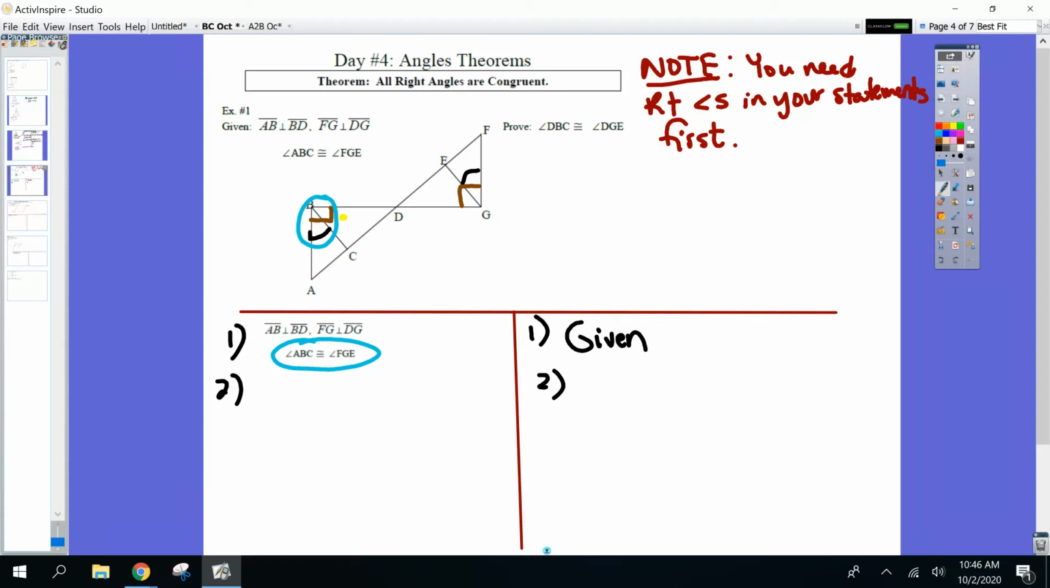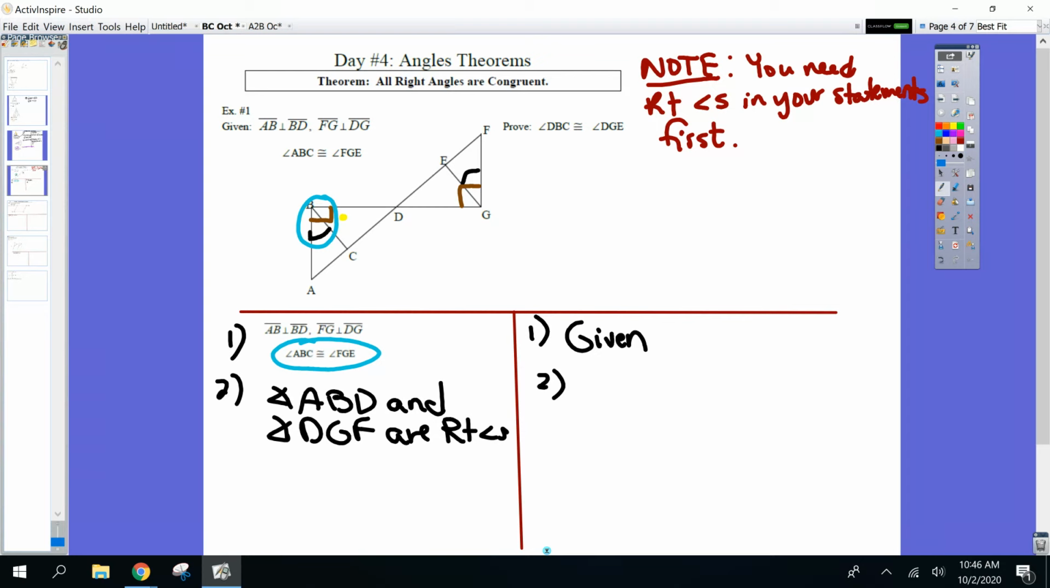Angle ABD. Okay, so I need to say angle ABD, and Quincy, give me the other right angle. Angle DGF. I need you to tell me that they are right angles, not that they're congruent yet. That's coming up. You need to first tell me that they are right angles.